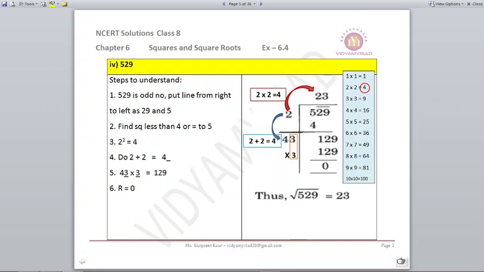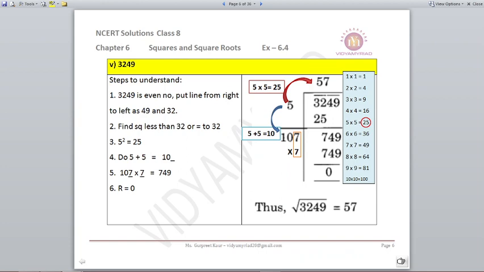Next number is 529. Now this is an odd number. So what will be the pair? I have to start from the left. So 29 is one pair. I will put a line on it and remaining will be 5. So I need to find out the square nearby 5. That is 2 2s are 4 and 2 plus 2 is also 4 below the blue box if you see. Now 5 minus 4 is 1 and I will bring down 29. I need 9 at the end. So your 3 into 3 is 9. So I will try 43 into 3, 129. Remainder is 0. So square root of 529 is 23.